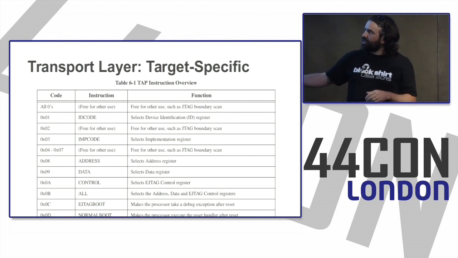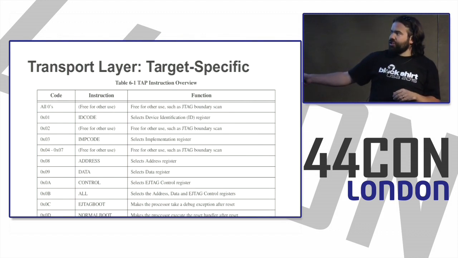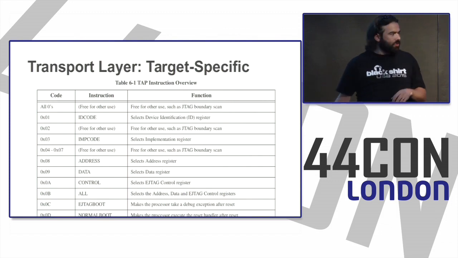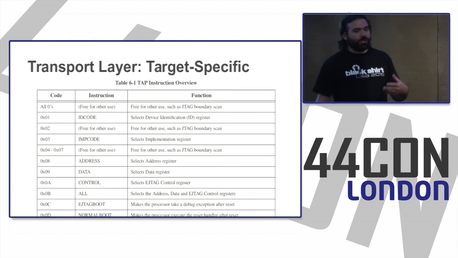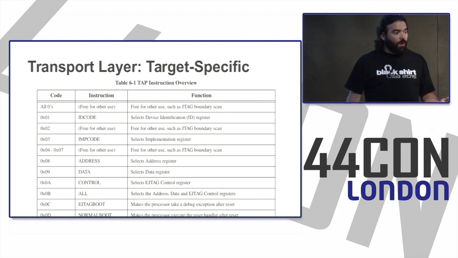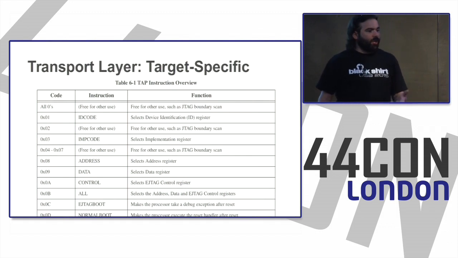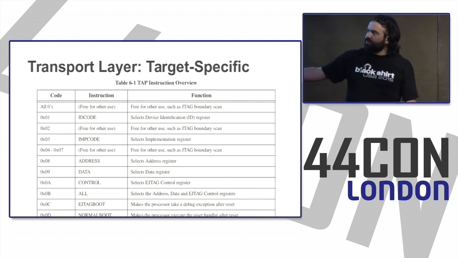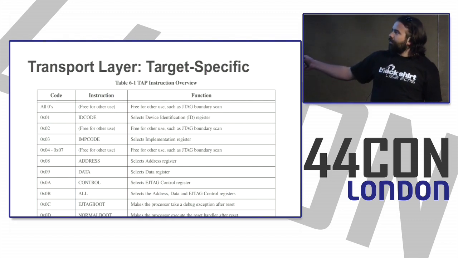But as we go down, we see there's a bunch of different things. There's address and data and control. There's some boot settings. So these are all the lowest level things we might need to use to figure out what's going on in a system, figure out what a part is connected to, and access all that stuff. In between, we see all these free for other use areas.